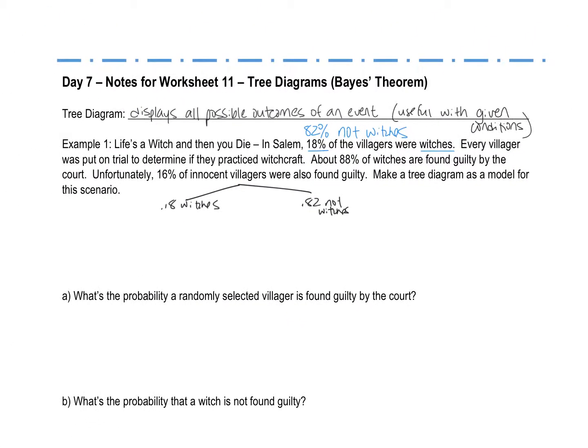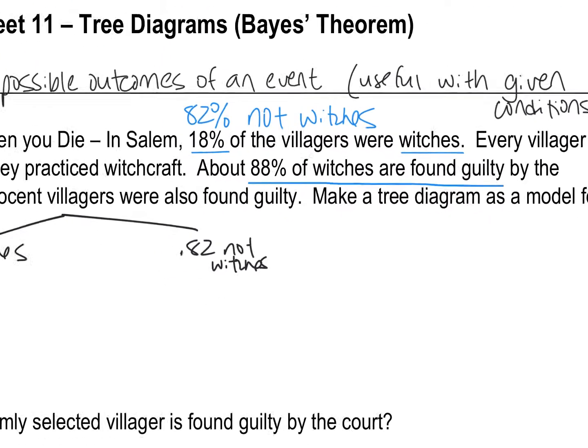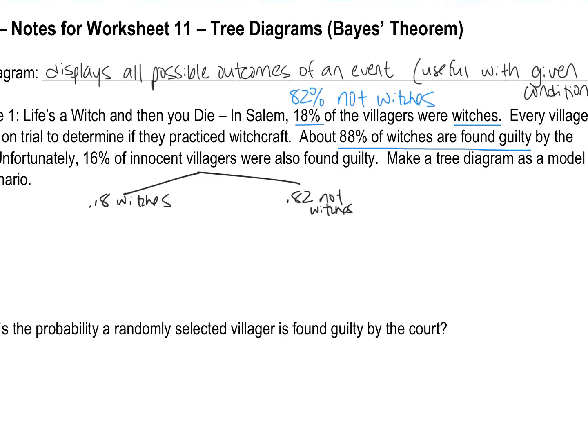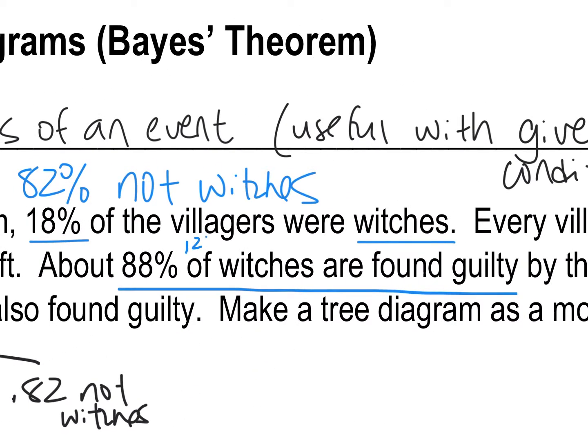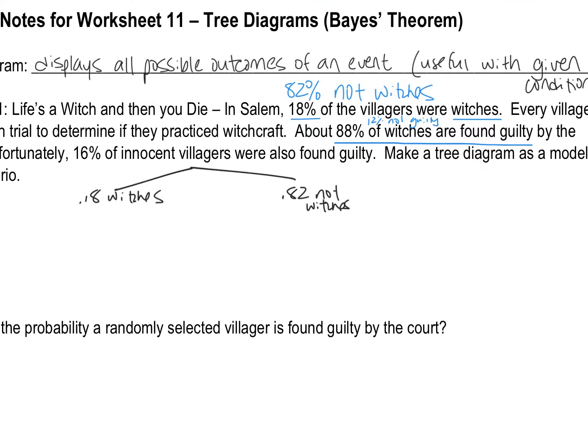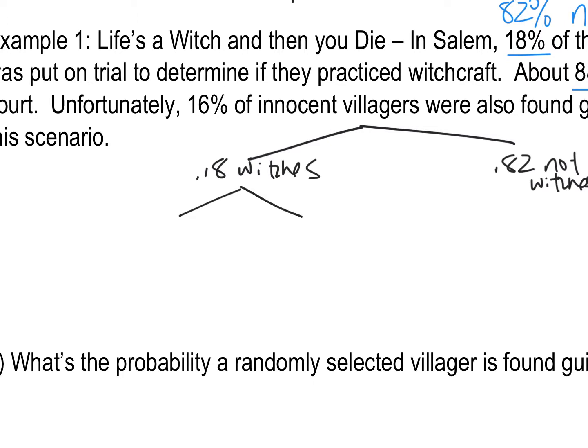Okay, every villager is put on trial to determine if they practiced witchcraft, so some spooky stuff. About 88% of the witches were found guilty. And so in the witch category of the tree, 88% were found guilty, which means 12% were found not guilty. So remember, you're always given another condition, which means 12% not guilty. So you're always given kind of two percentages, even though they only state one of them. So 88% of the witches guilty, which means 12% not guilty.